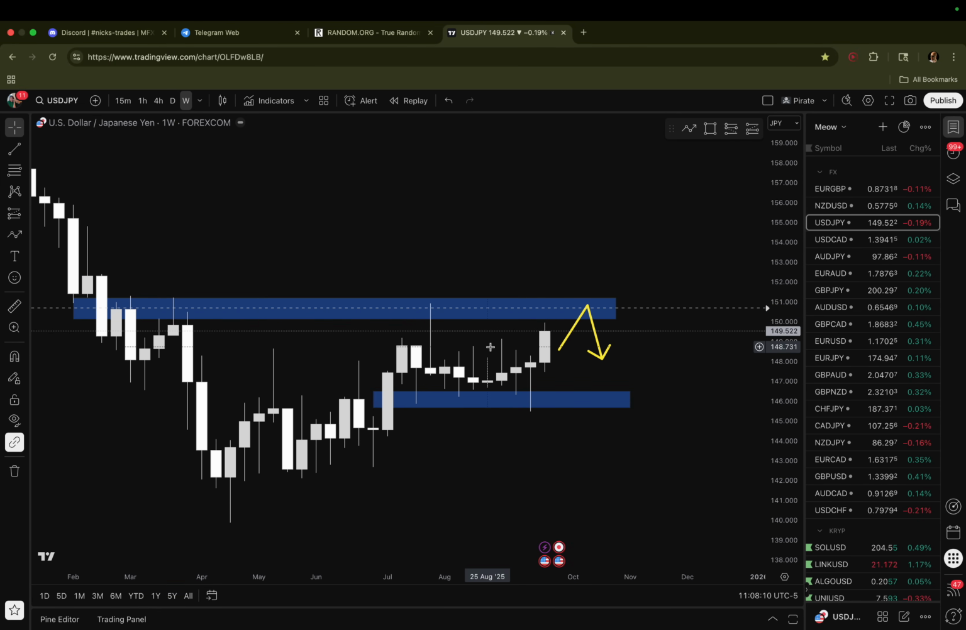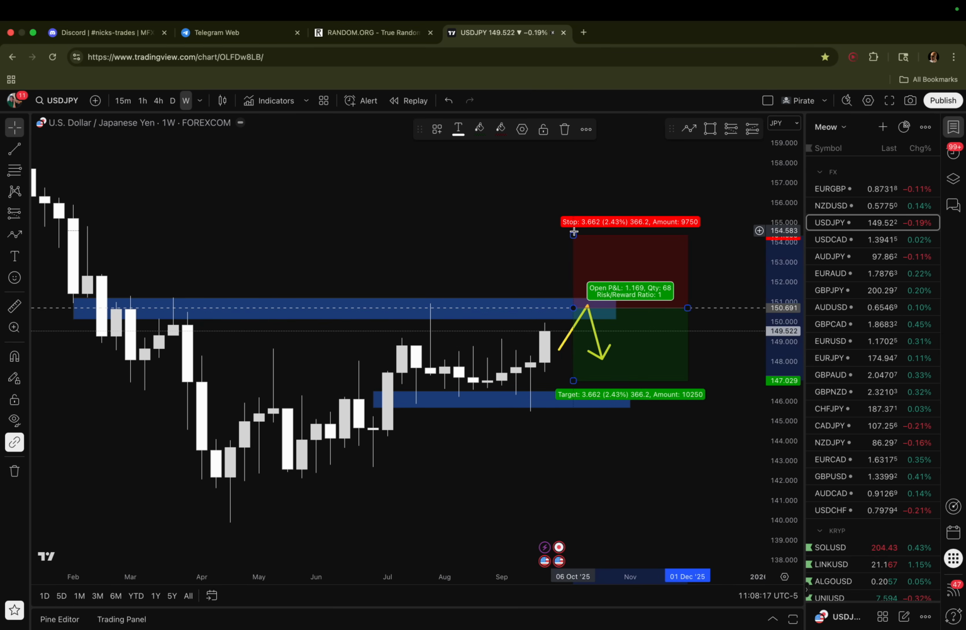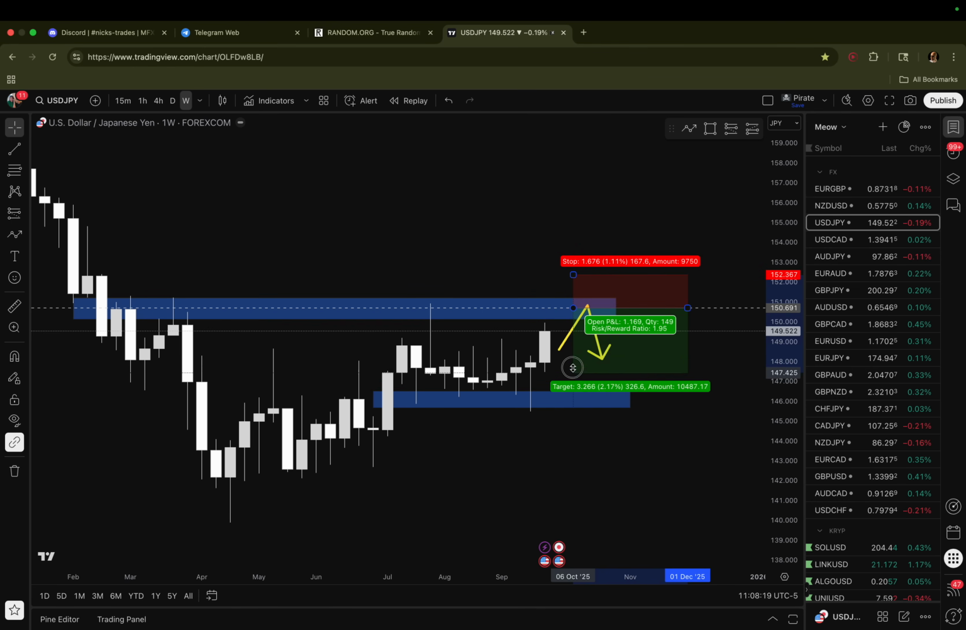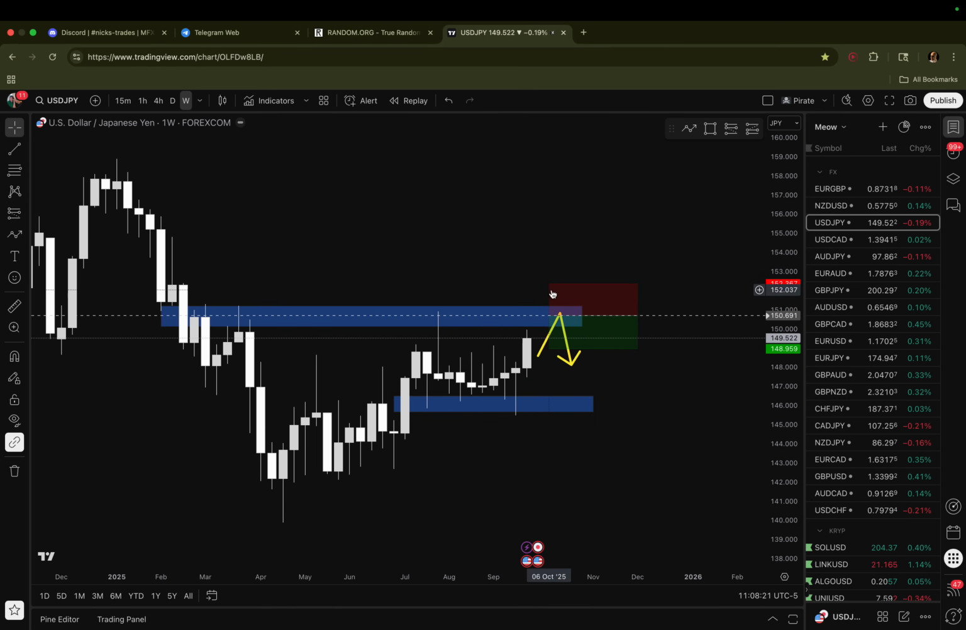So on USD JPY, I think it's going to go up here, and then if it goes up here, I'll probably sell this resistance zone. What will the trade look like? Follow my free Telegram. You can see how I'm planning all these out, and it's going to look something like that. It's just a sell at the zone, stop above, target below.